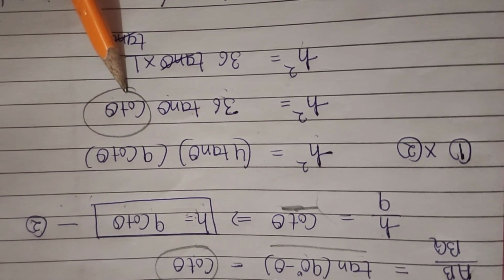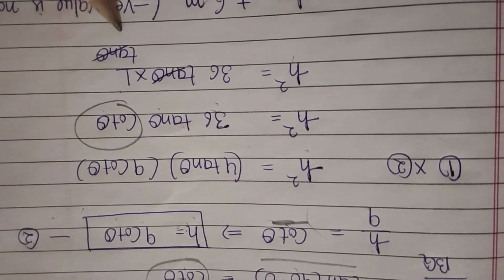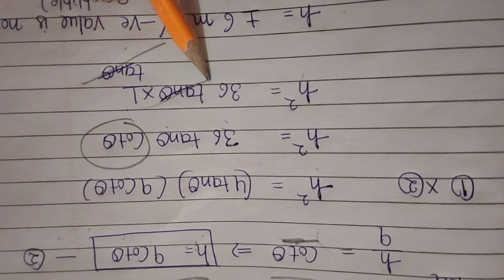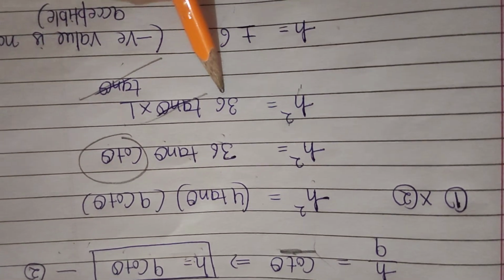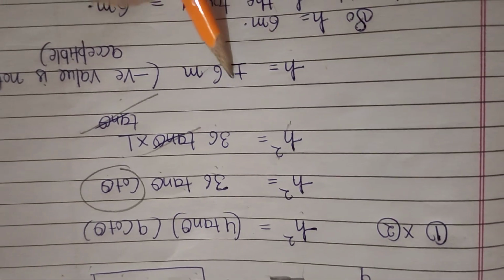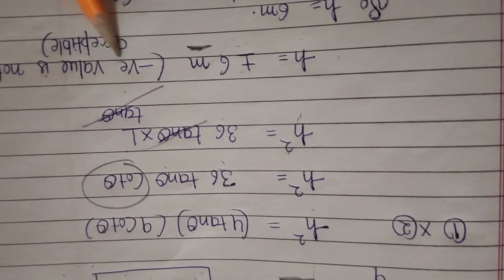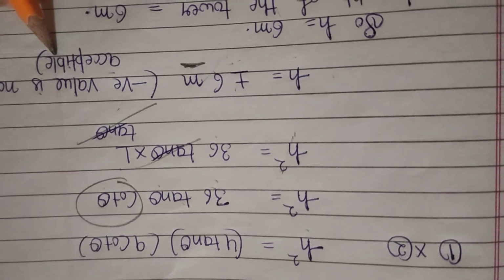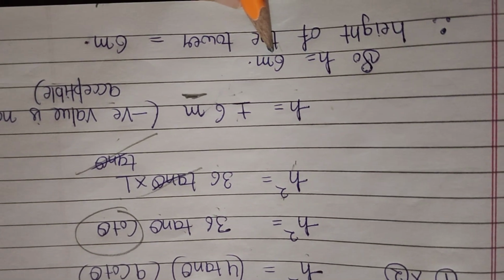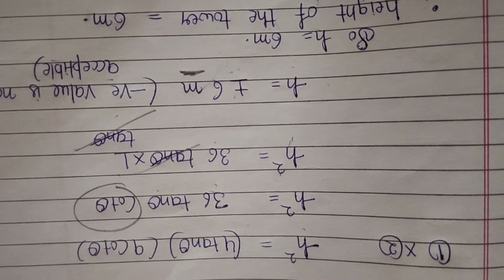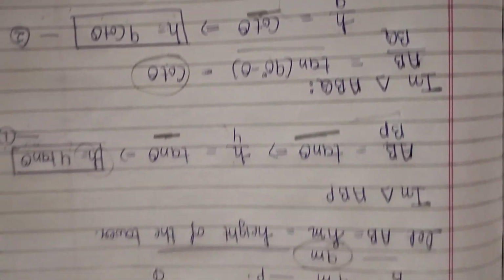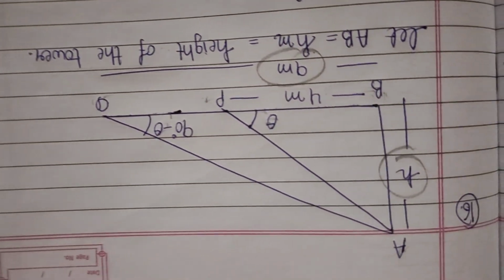Now cotangent is the reciprocal of tangent, so 1 by tangent theta. Tangent and tangent cancel out. So h square is 36. So the value of h is plus minus 6, and it is in meter. But a negative value is not acceptable. So the height is 6 meter, and we have proved it. Now you can complete your exercise 9.1 in your fair notebook.